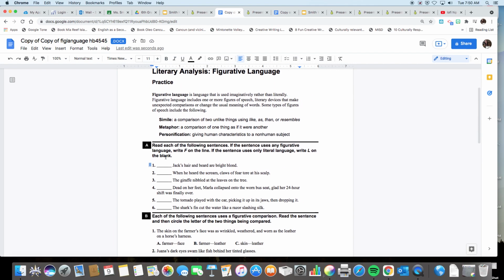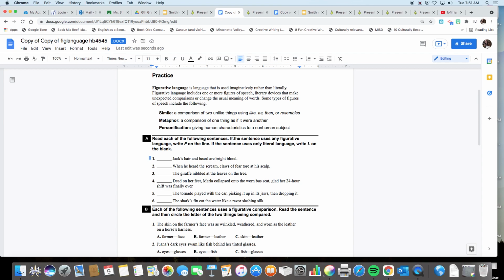So part A says read each of the following sentences. If the sentence uses any figurative language, write F on the line. If the sentence uses only literal language, write L on the line, okay? So let's look at number 1. It says Jack's hair and beard are bright blonde, okay?